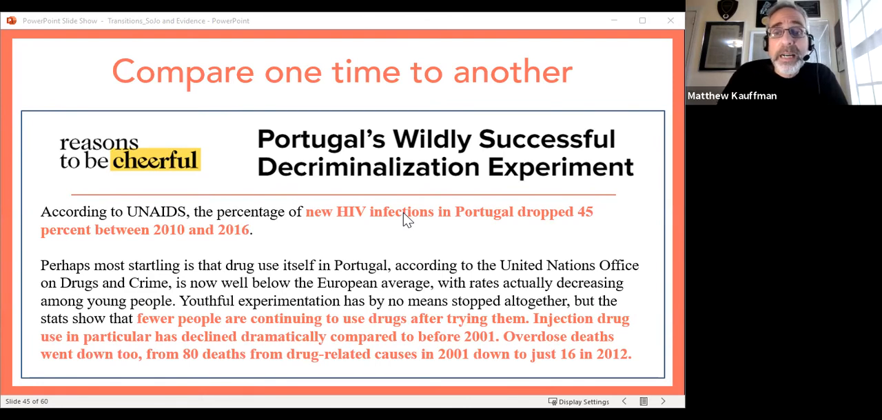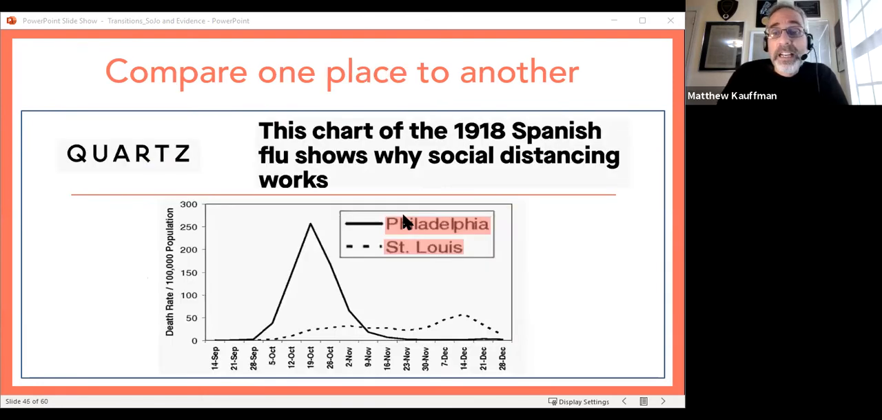So comparing one time to another, and secondly, comparing one place to another. You've got two places, they responded differently. What was the difference in the impact there?